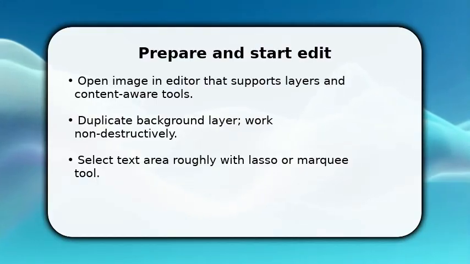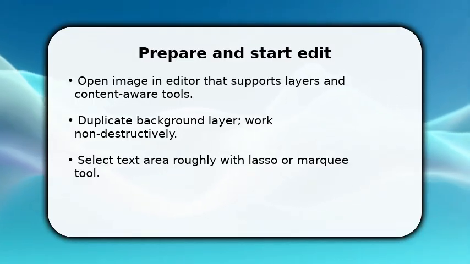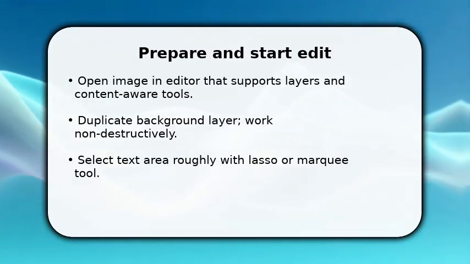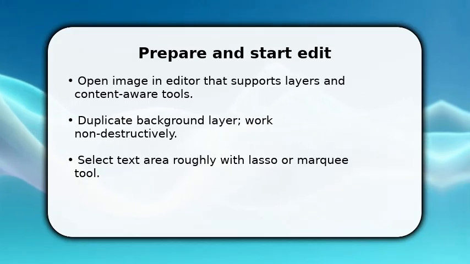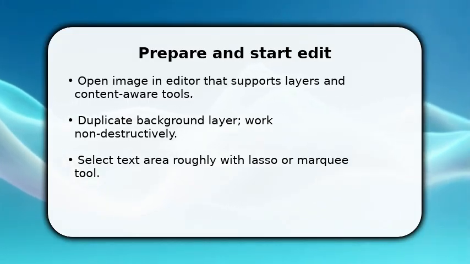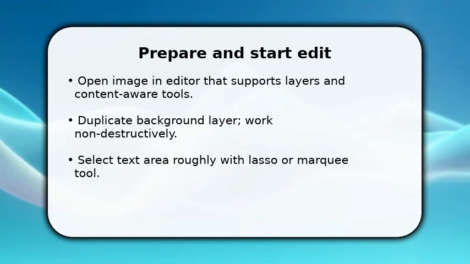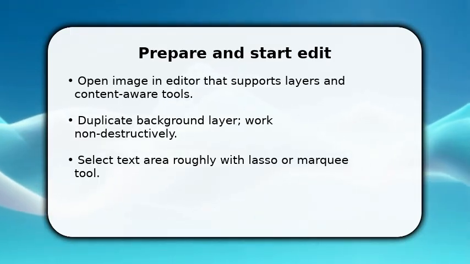You start by opening the image in an editor with layers and content-aware fill. Duplicate the background so you have an undo-safe copy, and zoom to the text at 100% so you can judge detail. Next, make a loose selection around the letters using a lasso or rectangular marquee.